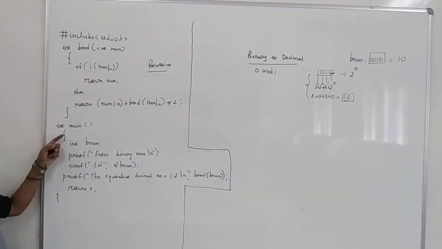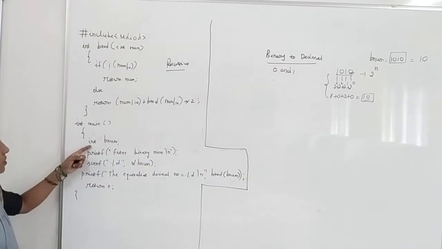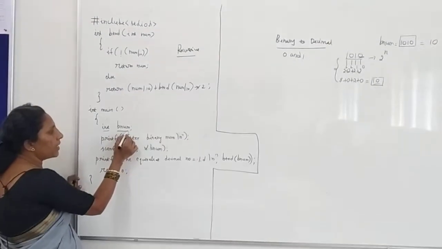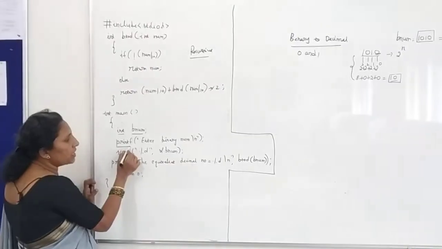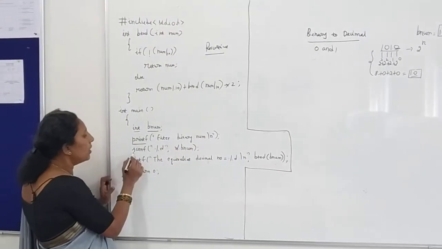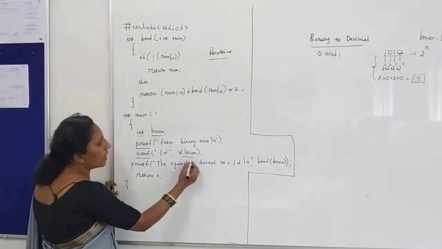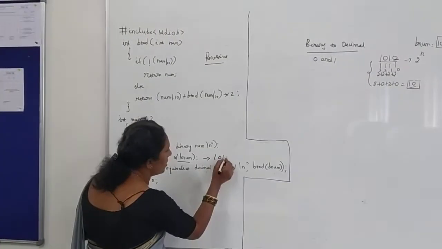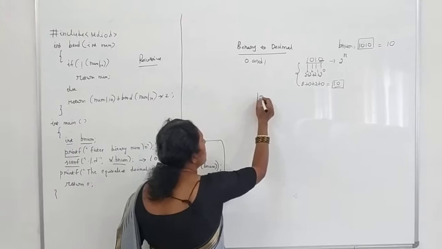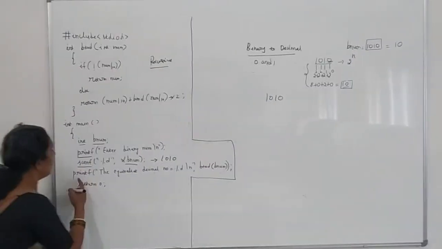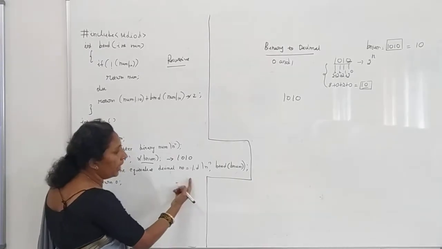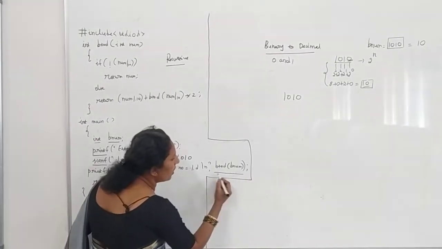The execution of the code will start with main. Here is the declaration part. In the declaration I take an integer variable, the binary number. This printf is a display statement: Enter the binary number, and with the help of the input statement I read the binary number. Here also you take the binary number as 1010. Now printf: the equivalent decimal number is printed finally by making use of the recursive function.